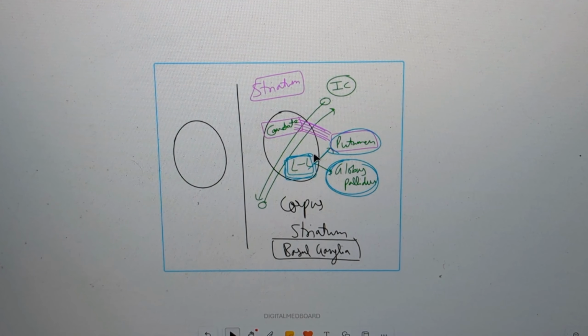Lentiform nucleus consists of putamen and globus pallidus located laterally, and caudate nucleus positioned medially. The entire structure is collectively called as corpus striatum. The simple striatum consists of caudate nucleus and putamen, which are separated by internal capsule, giving a striped appearance.